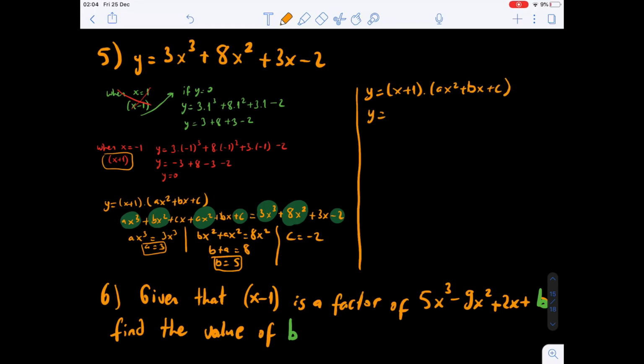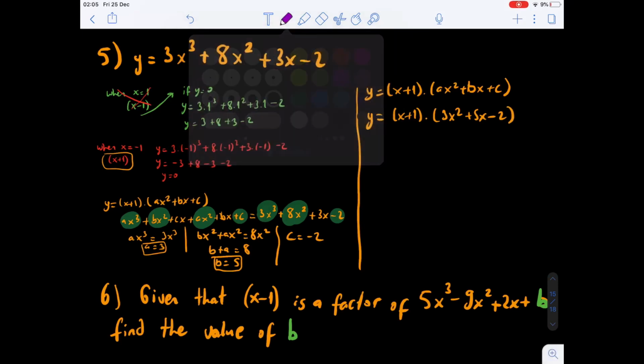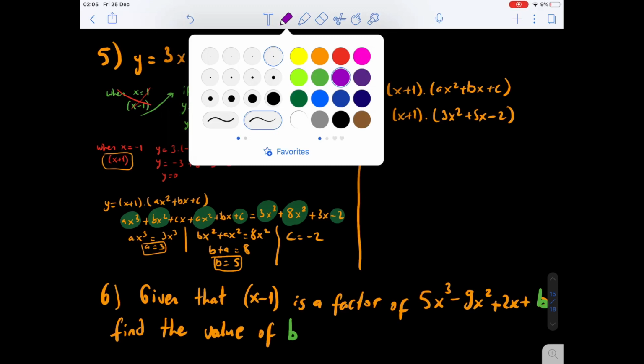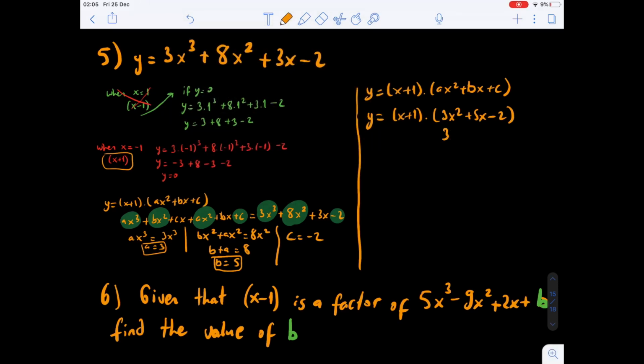So I'm going to plug in x plus 1 times, and we just replace the values of a, b, c. Right now, 3x squared plus 5x minus 2. Then we try to work out the quadratic. So let's see, can it be factored?